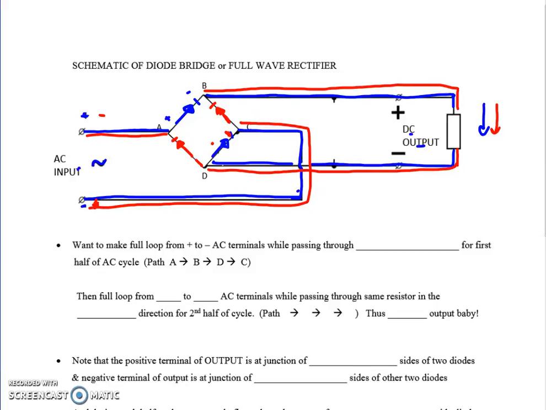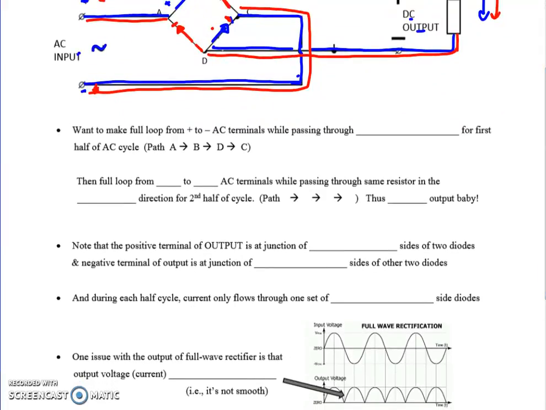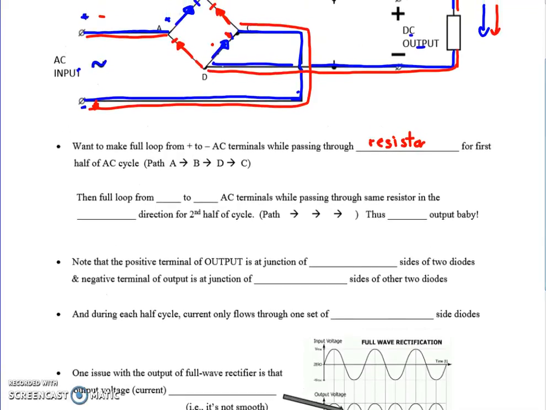Okay, so to sum up what we just talked about there, we want a full loop. That's what the blue one is about, passing through the resistor for the first half cycle. And so if you follow what I did there, we went from A to B, then we went through the resistor, then we went following the blue path D to C, and we completed it.